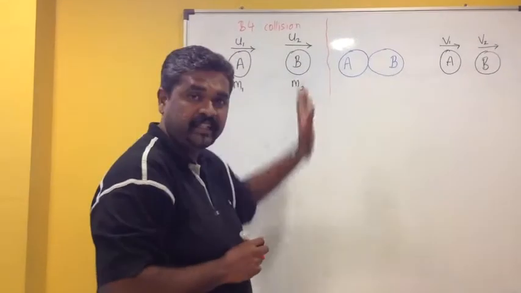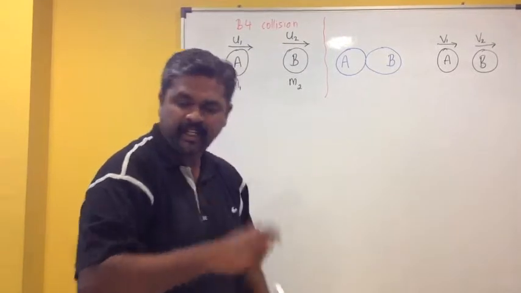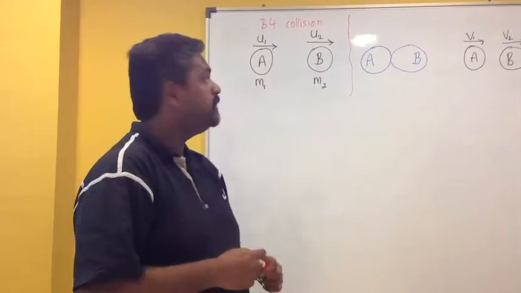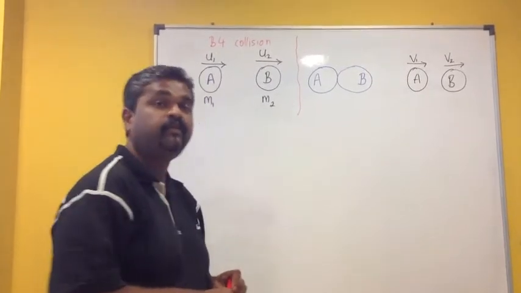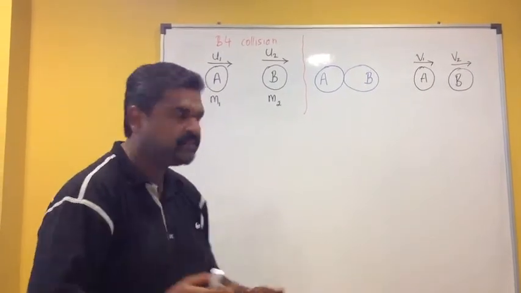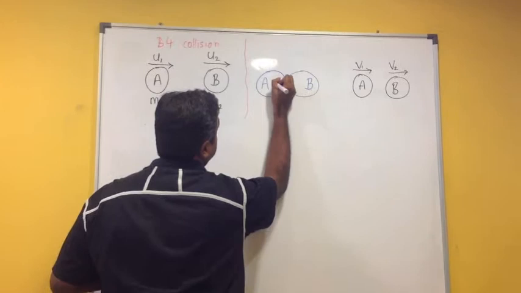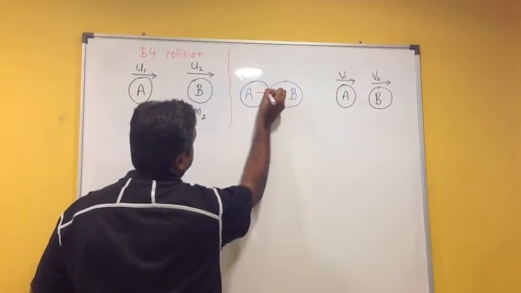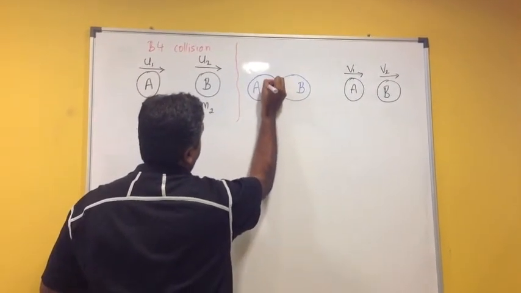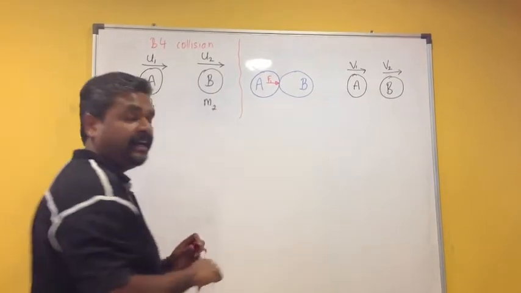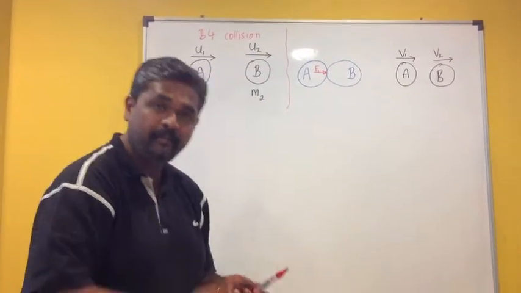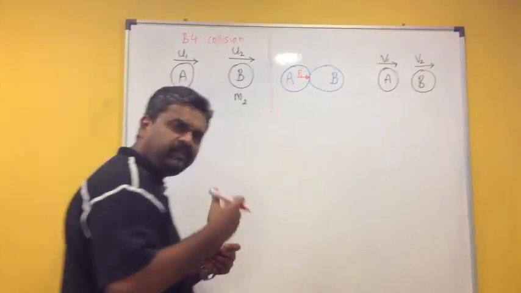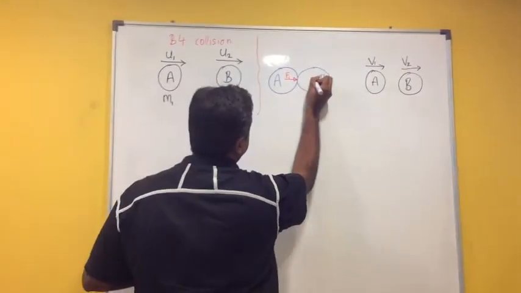Now during collision, that is during that short period in time where A meets B, A will exert a force on B. Let's call this force F1. So this is the force that A exerts on B, F1. And at the same time, B will exert the same amount of force back to A. Let's call that force F2.